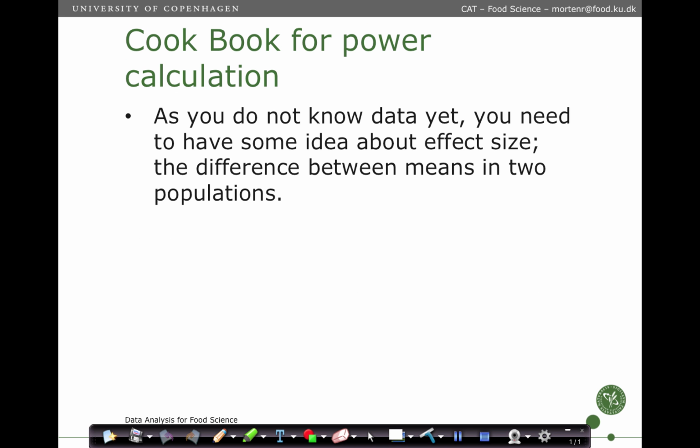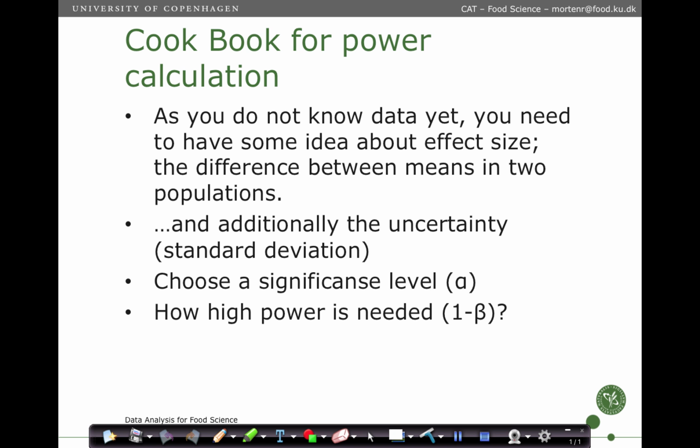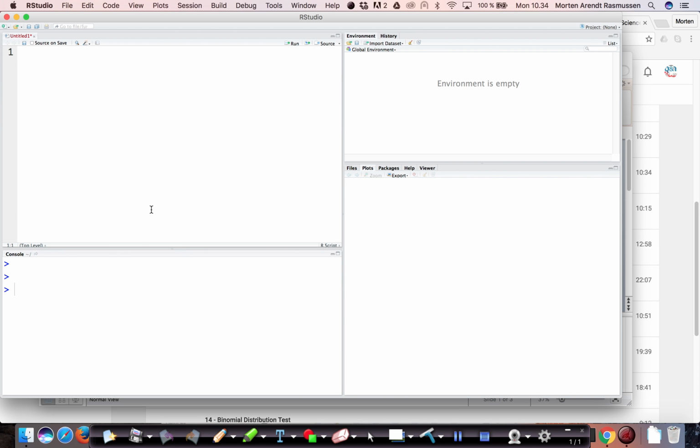So the cookbook for power calculation is, as you do not know the data yet because you haven't conducted the trial, you need to have some idea about the effect size, that is the difference between the two means in the populations. Further, you also need some assumption about how much spread there is around the mean in each of the two arms. Then you choose a significance level, and how high a power is needed, how low the type 2 error should be, and then you calculate the required number of samples in order to reach the power under this assumption. So let's go into R and see how this is done.